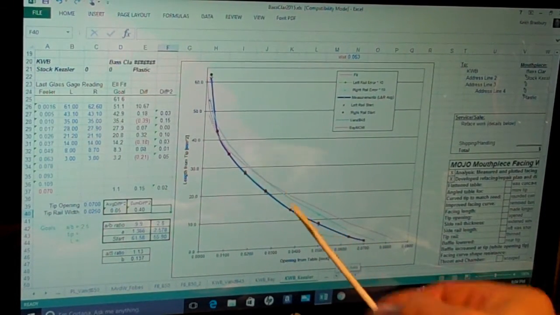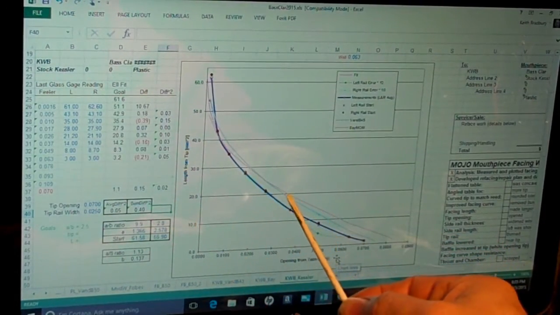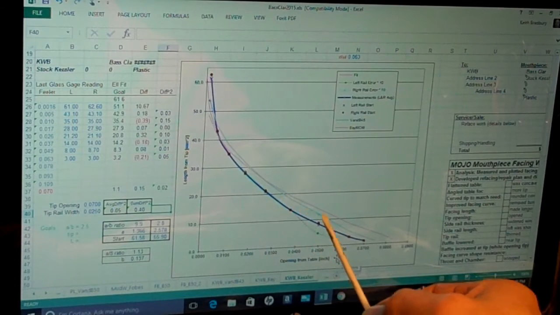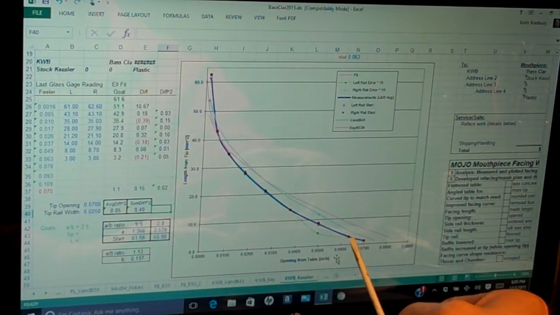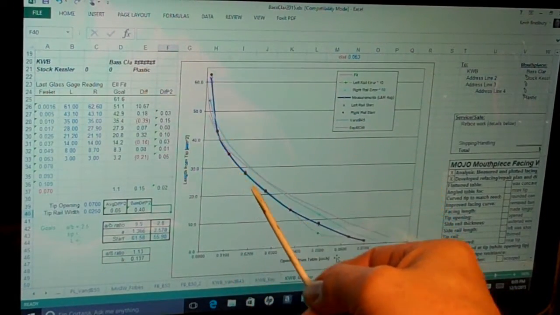But look at the curves back here. Except for these two, which kind of depart here, look how much different than the stock it is. It has this major change right across there.